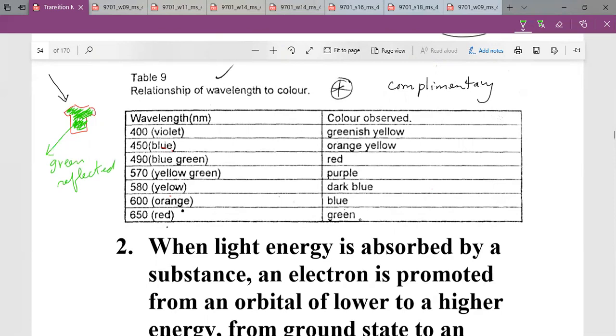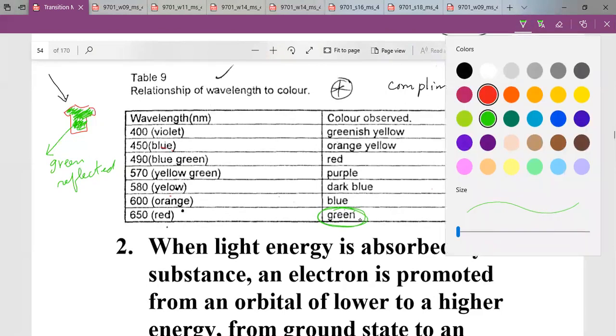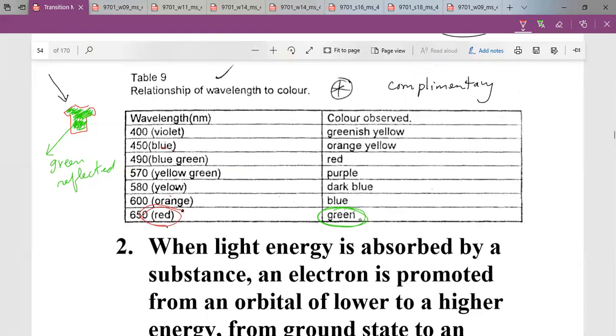Okay, I think don't use green. Use blue, but okay, green can. They say green here. The complementary color is red. Okay, red, I put red here. That means that basically this shirt absorbs red wavelength. Okay, green wavelength unabsorbed.